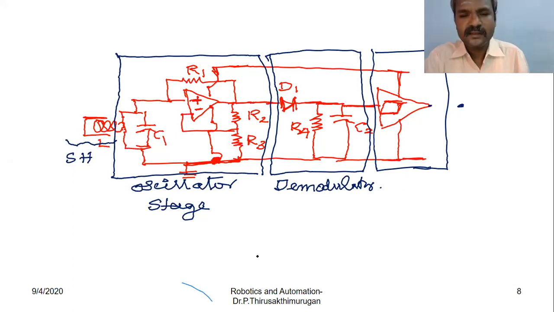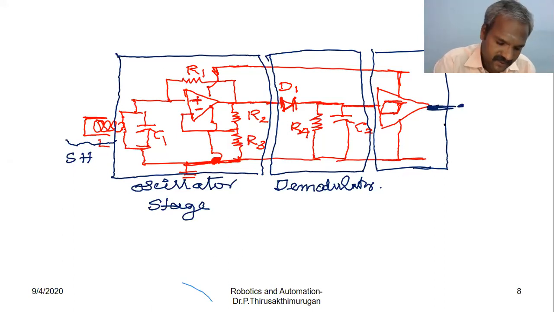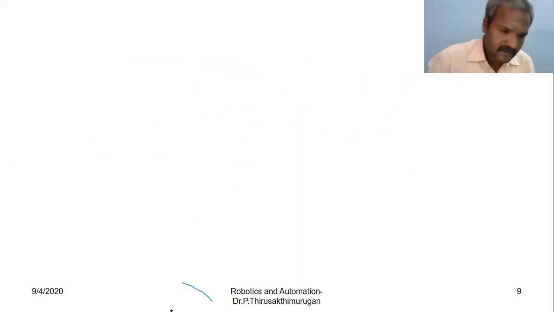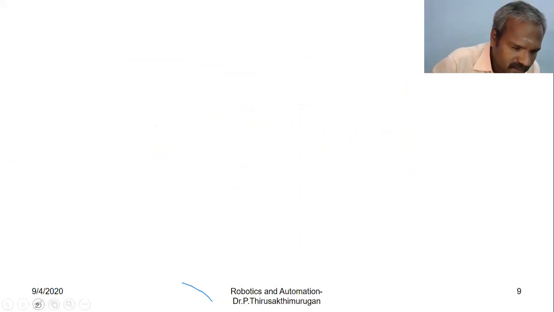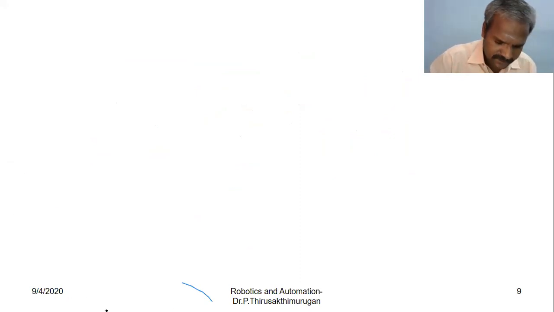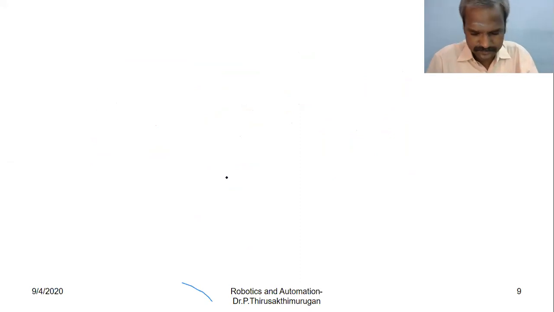So these configurations are common for both the inductive as well as capacitive sensors. There is a difference in the sensor head and the output stage. Let's see what is in the output stage. From this stage, say this is equal to X. Let me continue with the output stage.